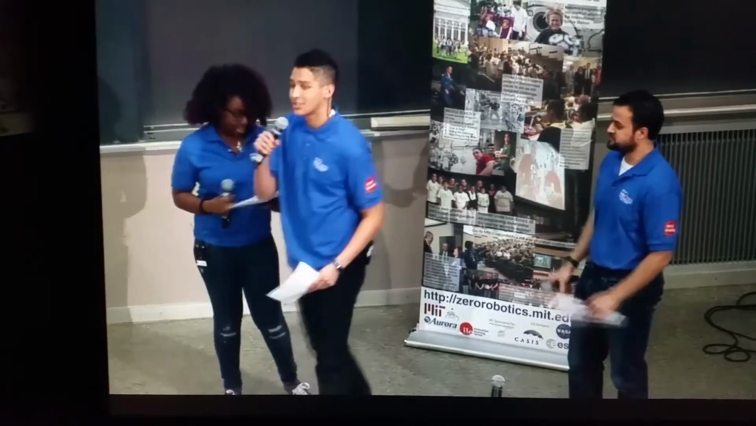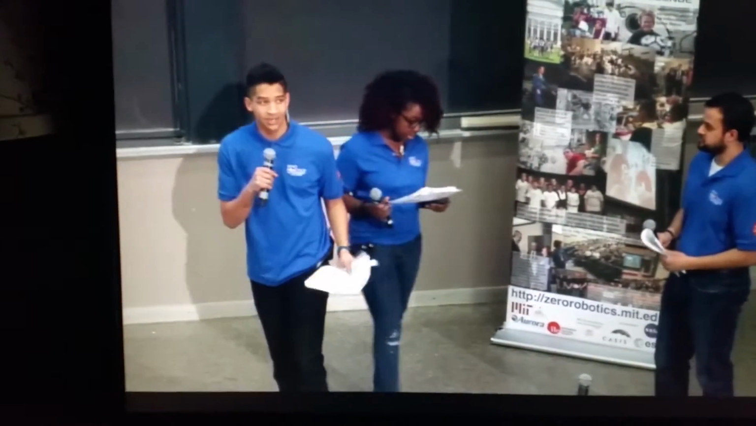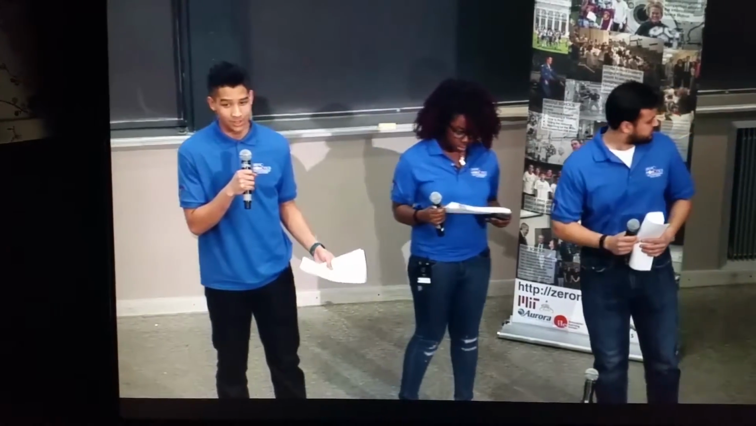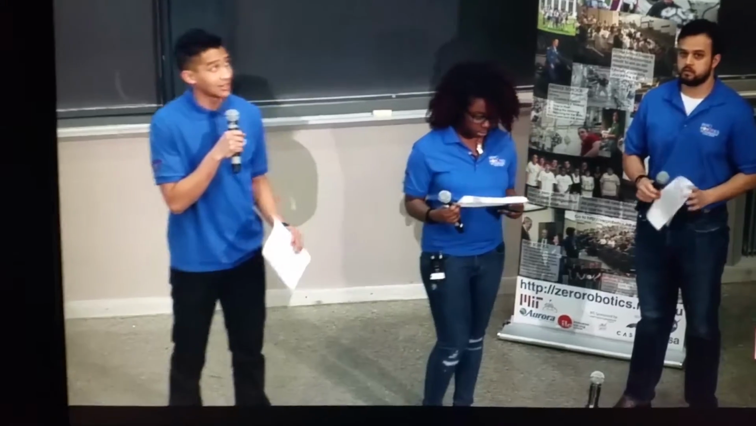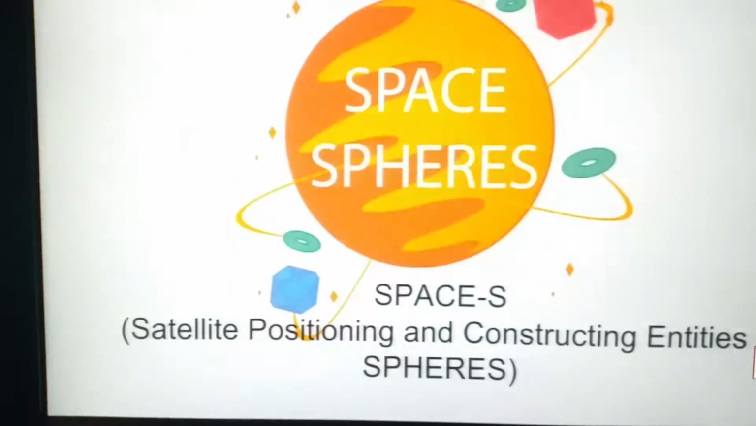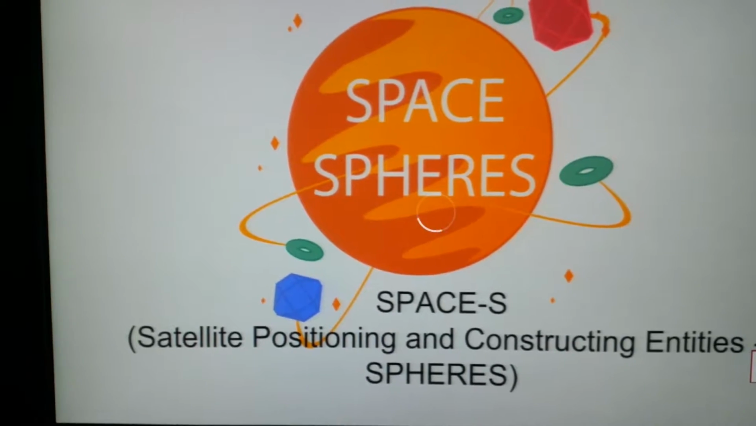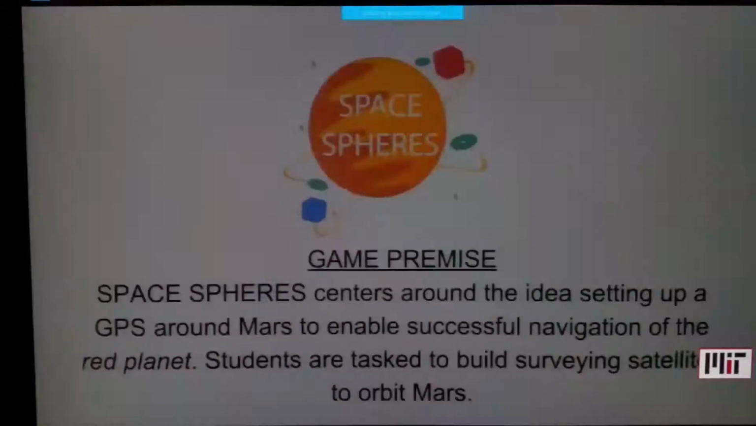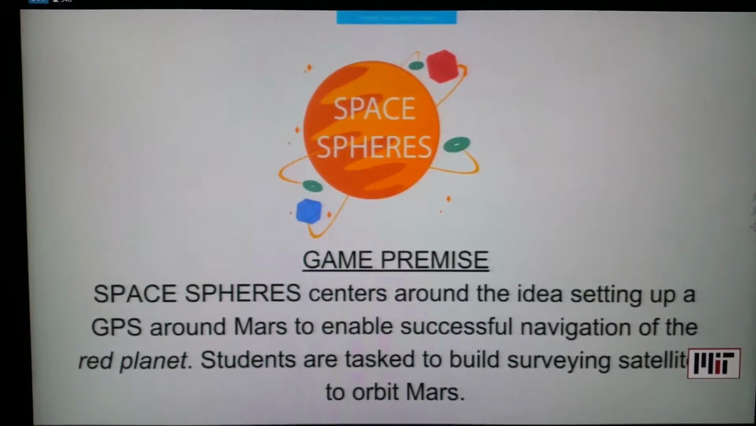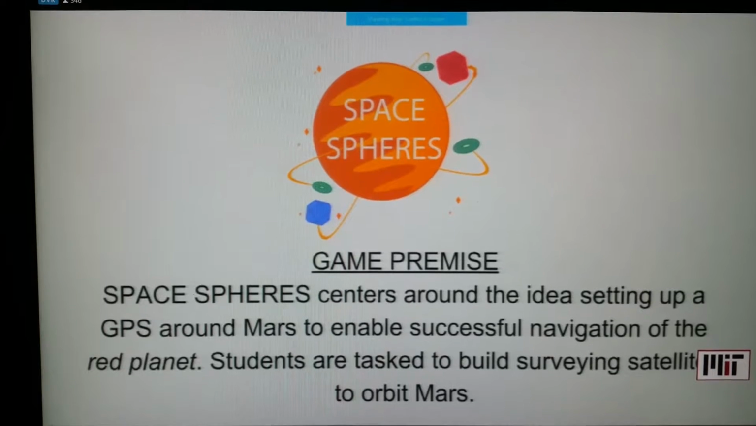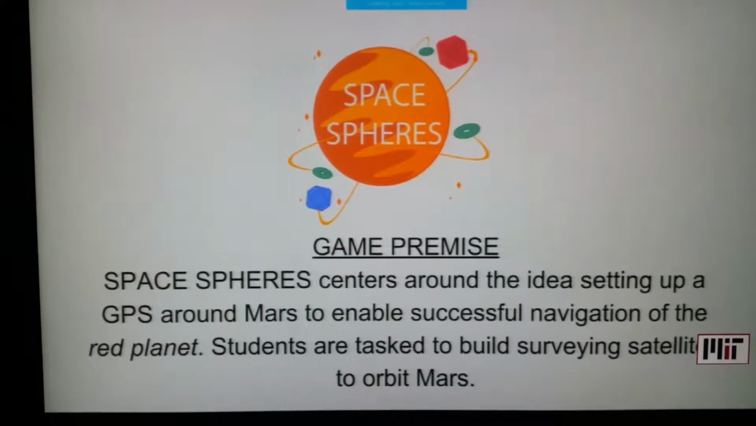Right now we're just going to give a brief introduction to the game for anybody in the audience who isn't totally familiar with the different aspects of the game. First I'd like to say that our acronym for the game, SPACE, stands for Satellite Positioning and Constructed Entities. The main premise behind this game is that we're trying to set up a GPS system around Mars so that we can better navigate the planet in the future.